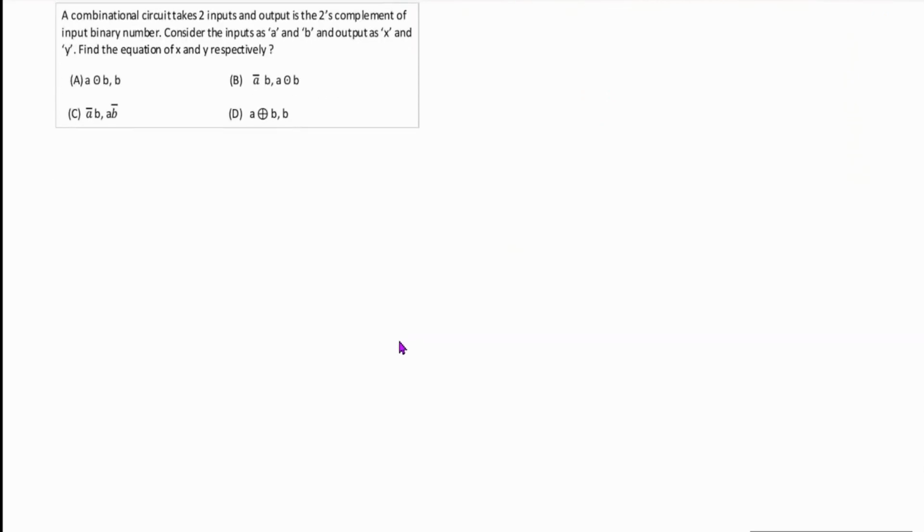Okay, a combinational circuit takes two inputs and the output is the 2's complement of the input binary number. Consider the input as A and B and output as X and Y. Find the equation for X and Y. Okay, the question is saying that input is A and B, and the output is the 2's complement of the input binary number. So output is my X and Y.